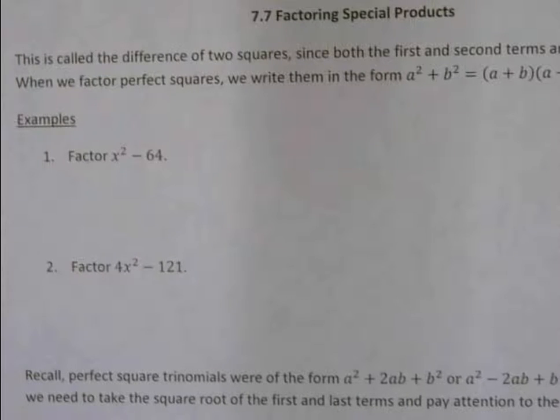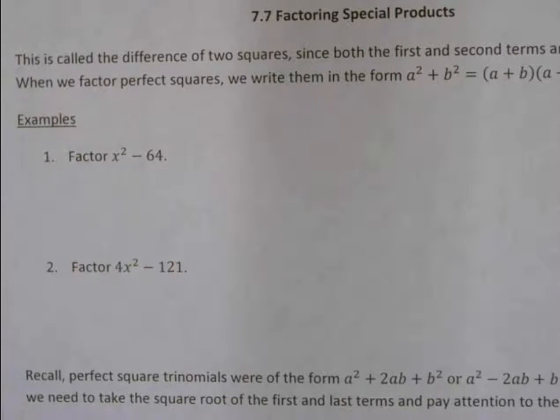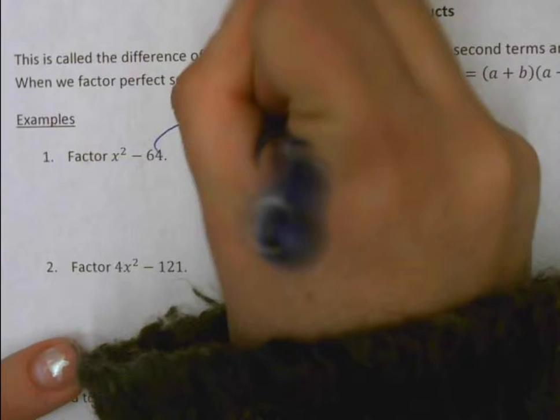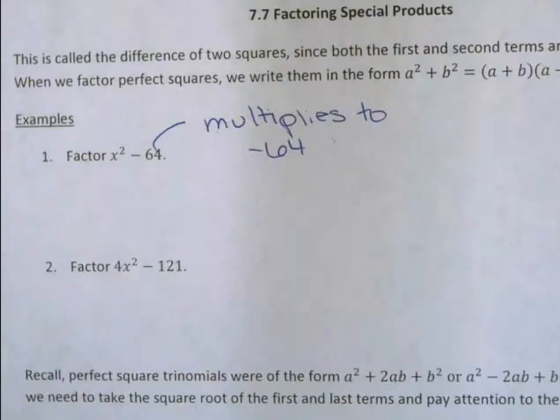So today we're factoring when there's just special things going on. If I take a look at number one, what's different than what we've been doing before? There's no middle piece. So on this one, I'm gonna look for what multiplies to negative 64. And because I have no middle piece, I want to find what adds to 0.